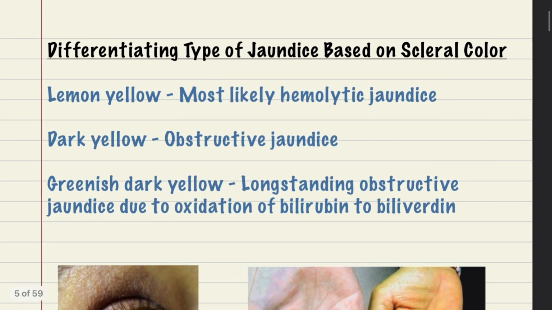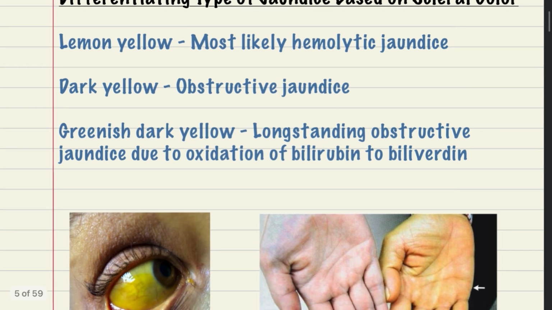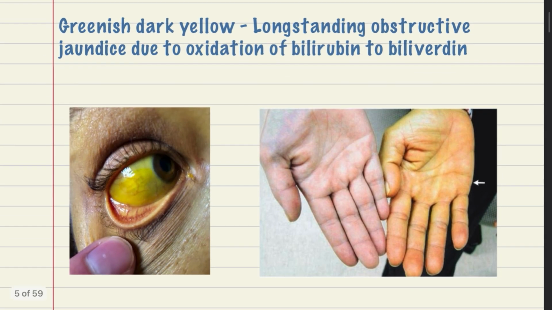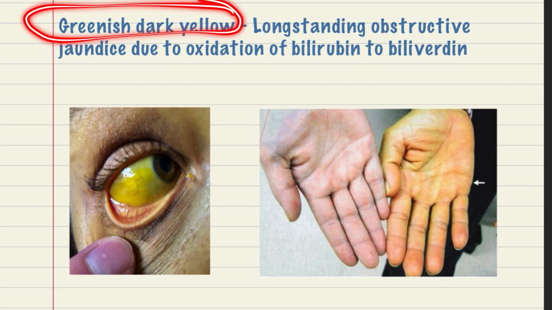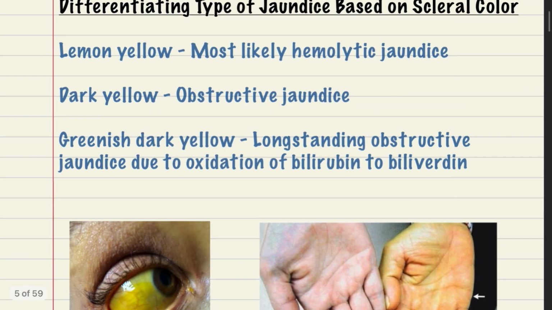Now we have some different types of jaundice based on the scleral color. So first of all is the lemon jaundice. A lemon yellow colored sclera indicates that it is most likely hemolytic jaundice. Then it can be obstructive jaundice if you can appreciate dark yellow color, or it could be long standing obstructive jaundice due to conversion of the bilirubin to biliverdin. Then you see greenish dark yellow.